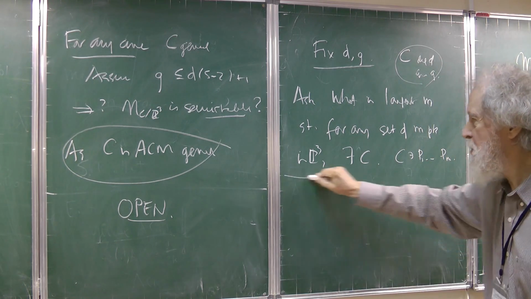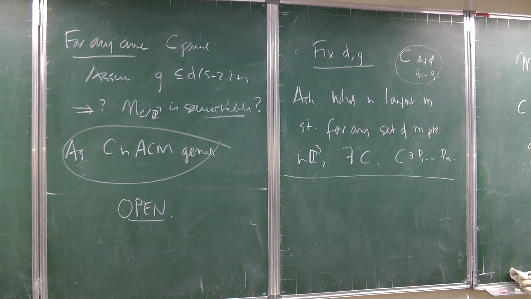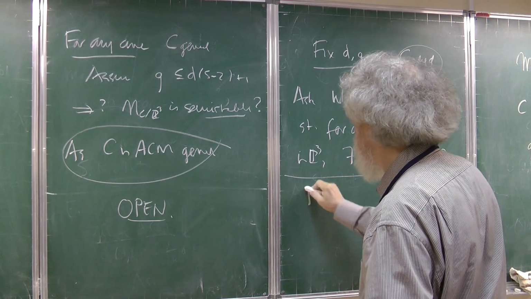Just to give you an example, take the twisted cubic curve. I think the number is 6 in that case. For the twisted cubic curve, you can choose 6 arbitrary points in P3, and you can make the twisted cubic curve pass through them. This was the subject of Daniel Perrin's thesis.